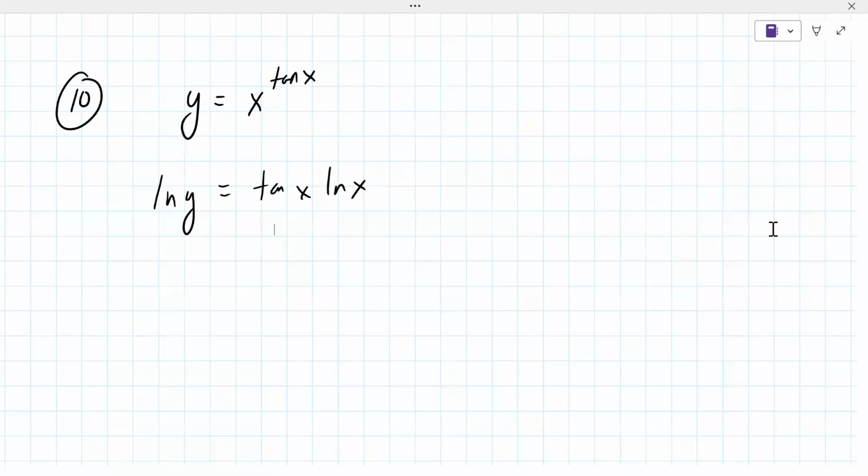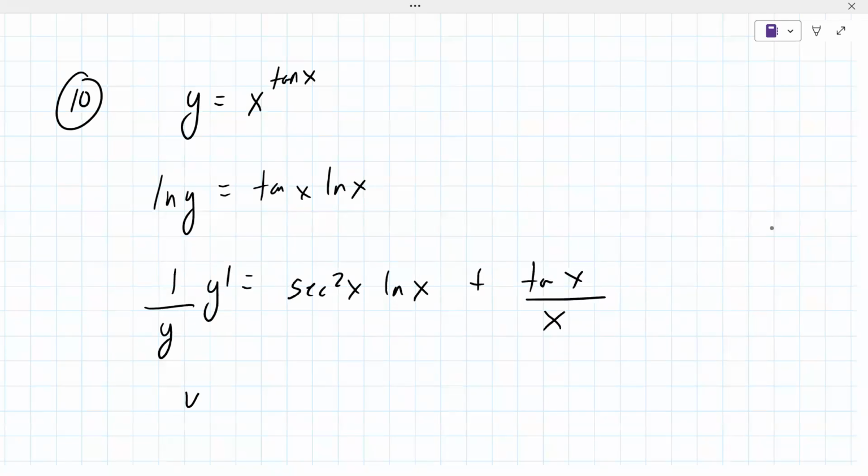Okay, I don't know how to solve it after I plug in the numbers. That's okay. Can you give me your derivative? Oh yeah, I did 1 over y times y prime equals secant squared x times ln of x plus tangent x over x.